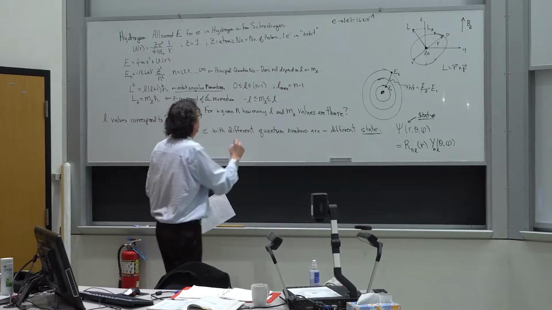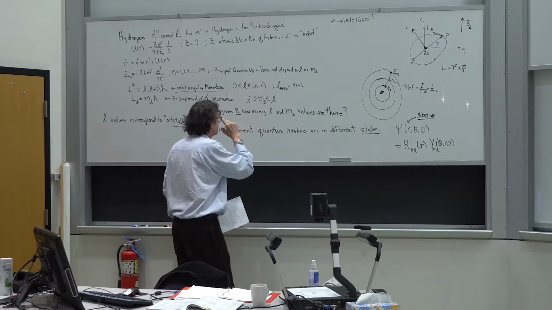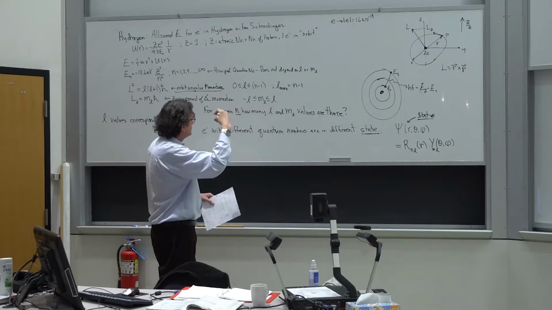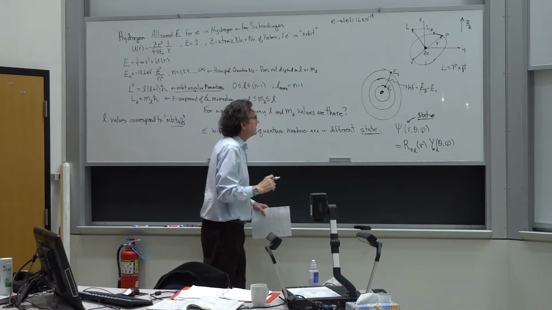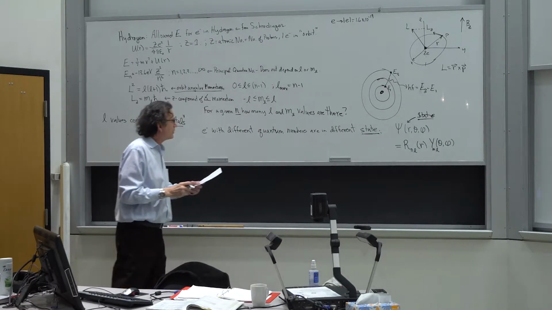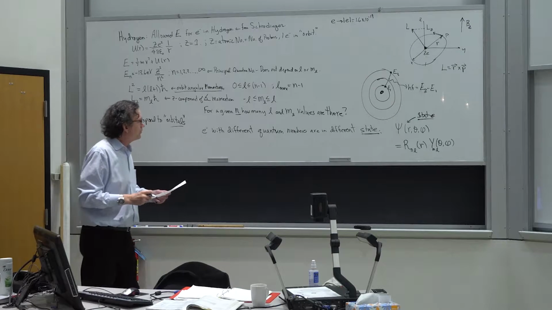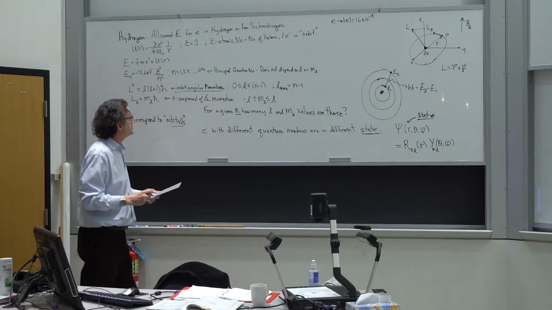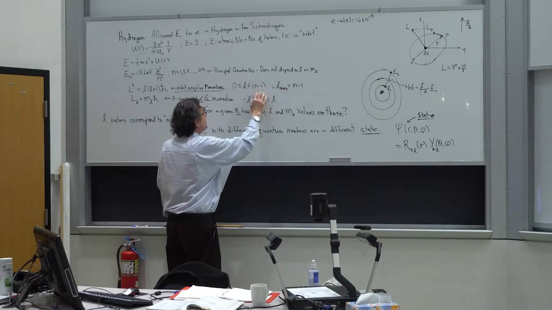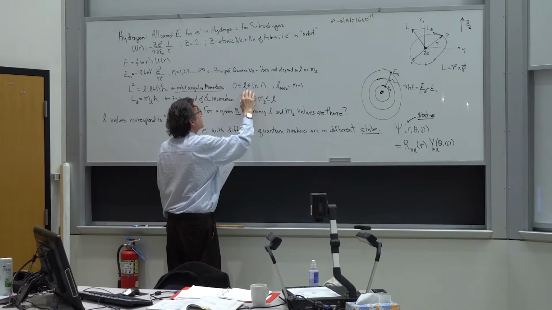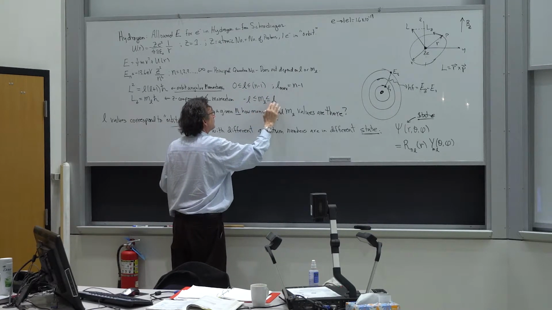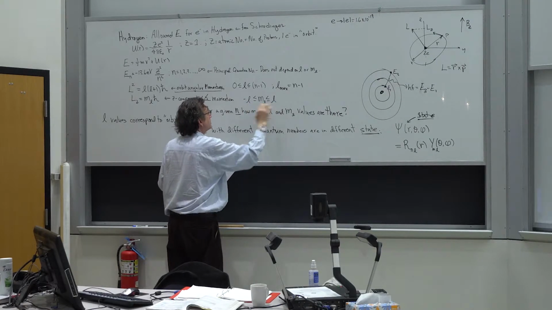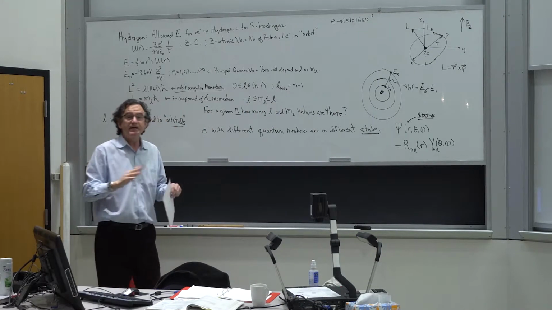For a given quantum number n, for electrons in a certain n quantum state, how many L and M sub L values are there, or can there be? Well, we are going to solve that. We're going to use these two conditions, namely that L has to go from 0 to n minus 1, and M sub L can go from minus L to plus L. And of course, they all have to be integers.